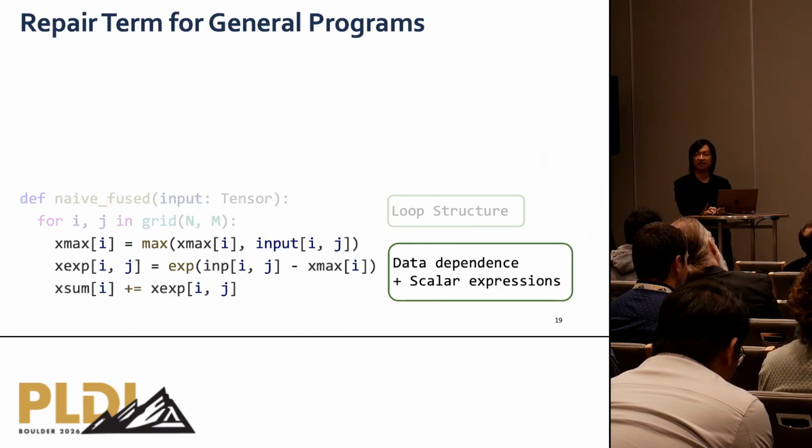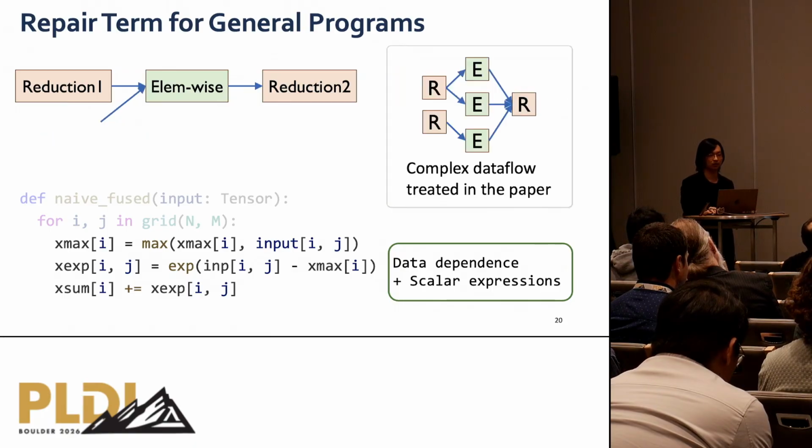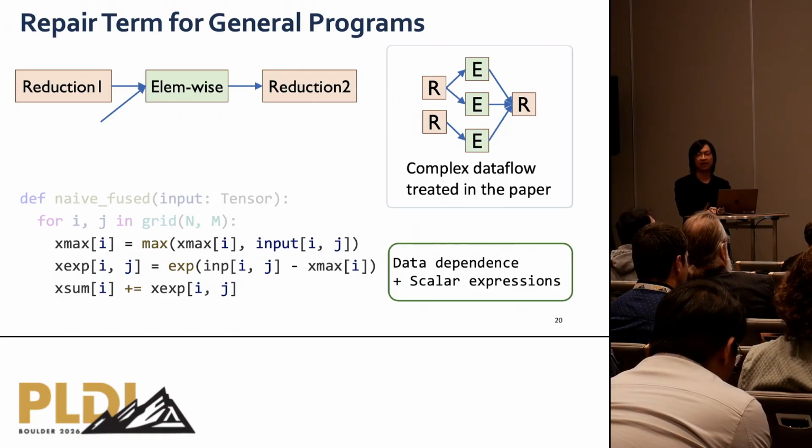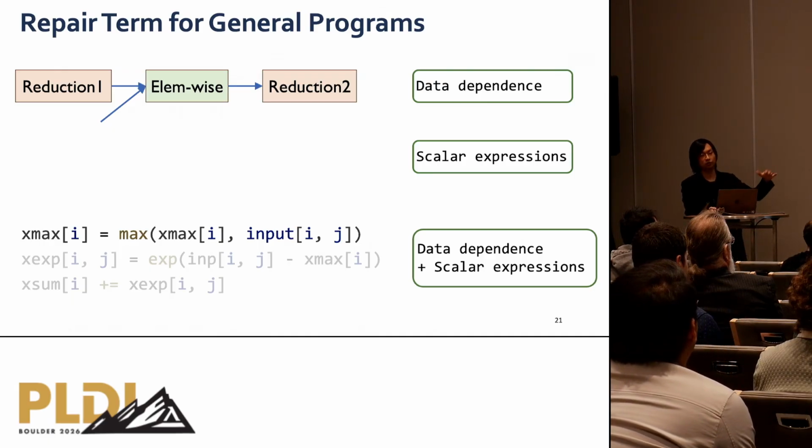So we want to turn to the next thing, that is the data dependency described here, which says we have a pair of reduction and an element-wise operation in between, and both the first reduction and the element-wise read from the input array. By the way, Neptune can easily deal with more complex data flow, and that is treated in the paper. Back to our example with the loops dropped.